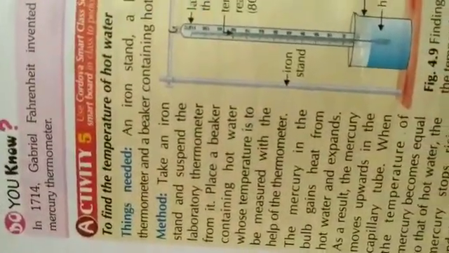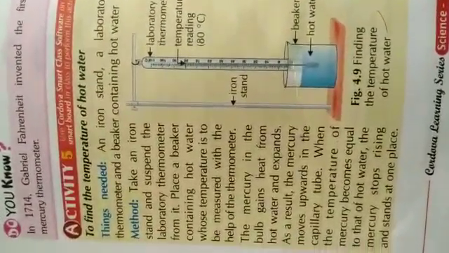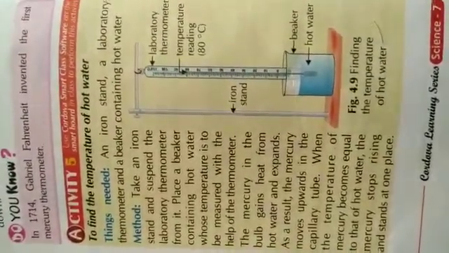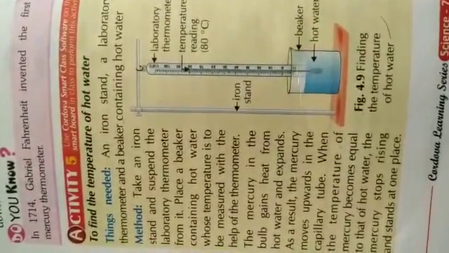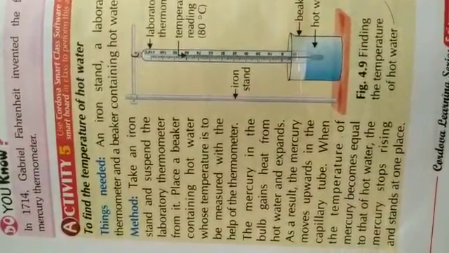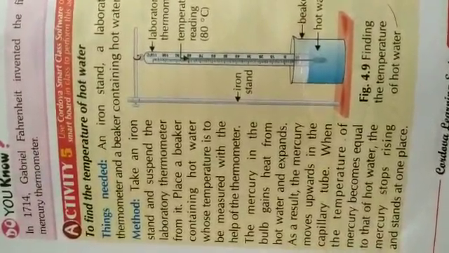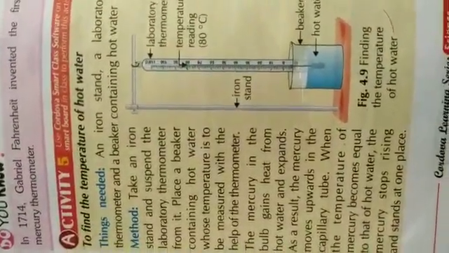How is temperature measured with the help of a laboratory thermometer? You can do it here with the help of one activity. You have to take one iron stand, a laboratory thermometer and a beaker containing hot water. Now you have to tie this laboratory thermometer to the iron stand and place the beaker containing hot water whose temperature is to be measured with the help of the thermometer.